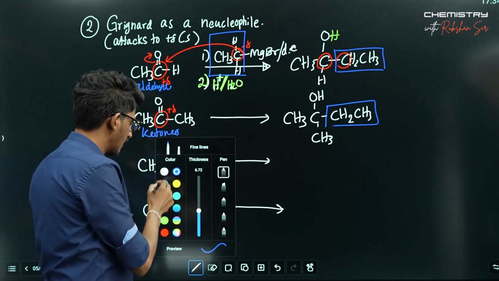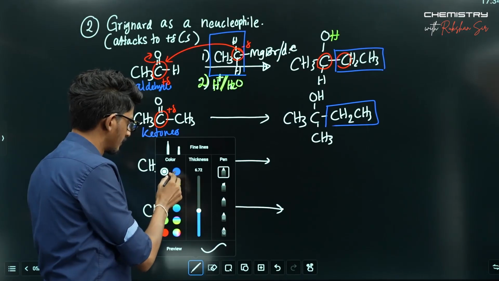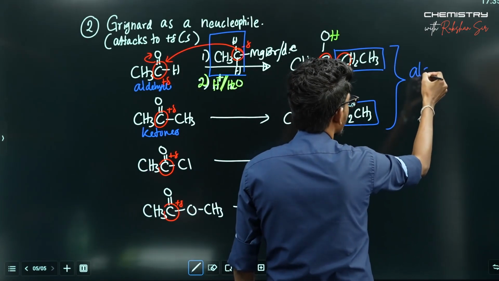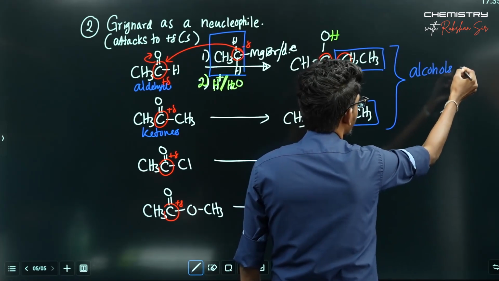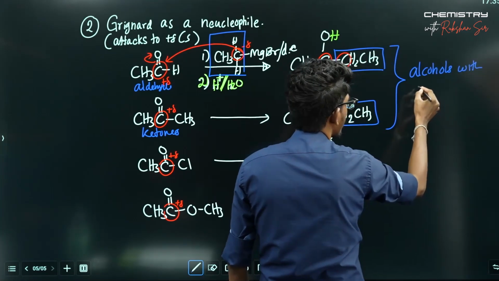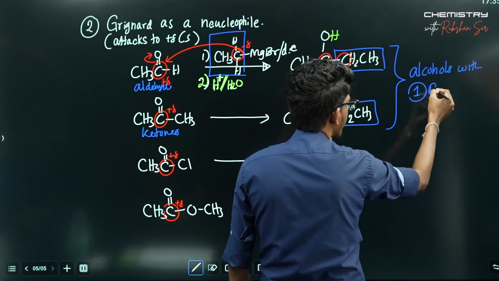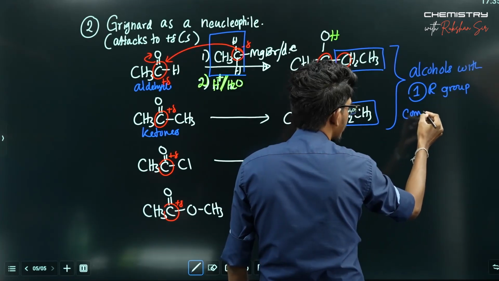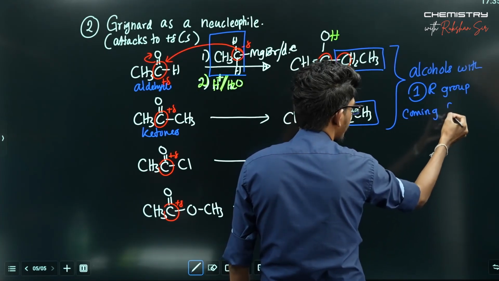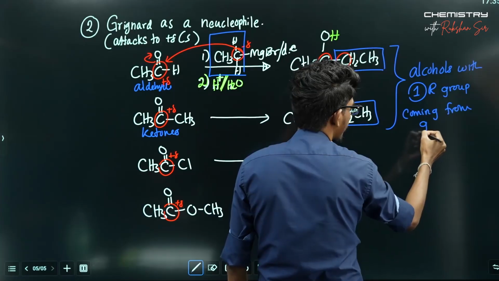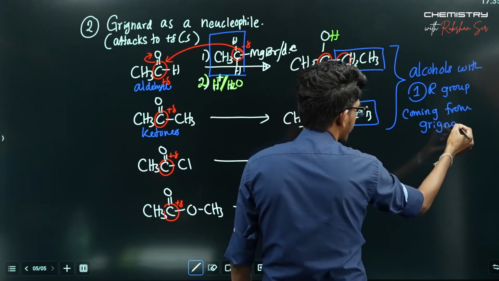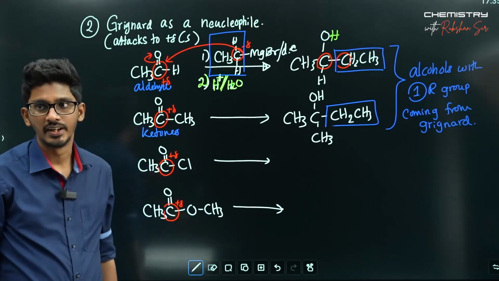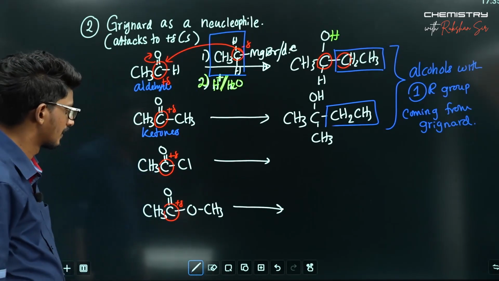So regarding this we can say alcohols with one R group, one alkyl group coming from the Grignard. Okay, those are the products when Grignard reacts with aldehydes and ketones.